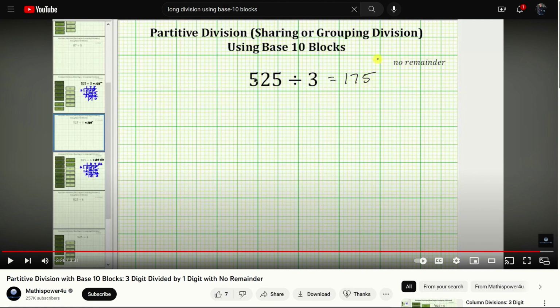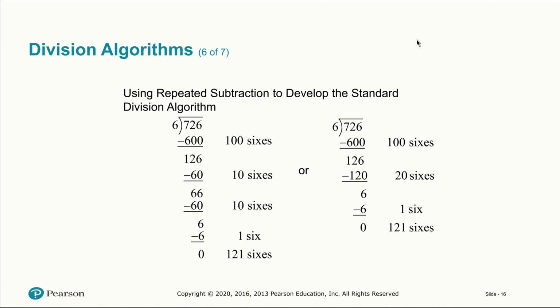Now we will look at how we can use repeated subtraction on our way to developing the standard division algorithm. So dividing 726 by 6, we try to subtract as many sixes as we can as quickly as we can. We can definitely take 100 sixes away, and that'll be 600. So that still leaves us 126.